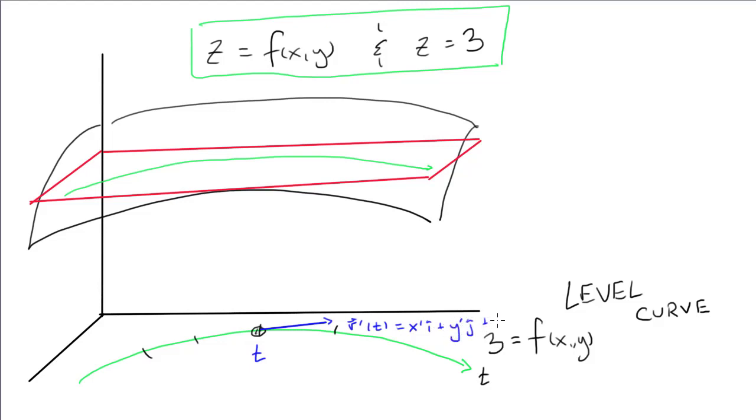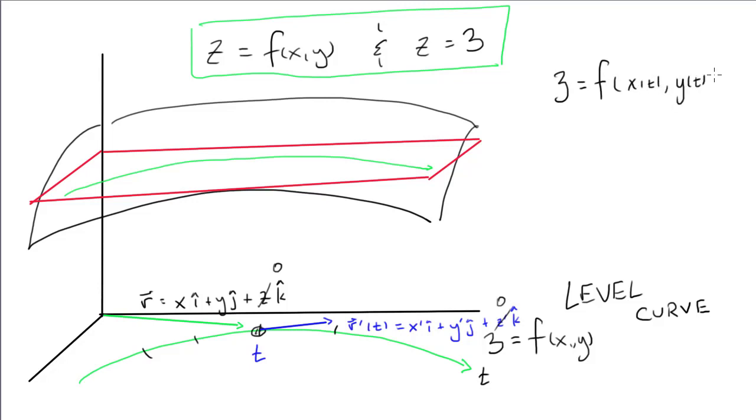X and y are functions of t, because the vector form r points to a point on the curve, which is parameterized in t. We're in the xy plane, z is 0, so z prime is 0. Plugging in the parameterization and taking a derivative. Chain rule.